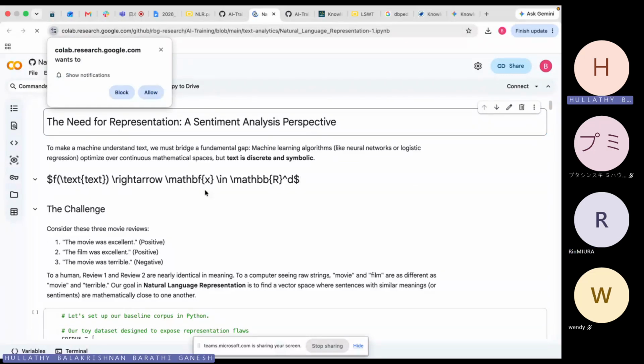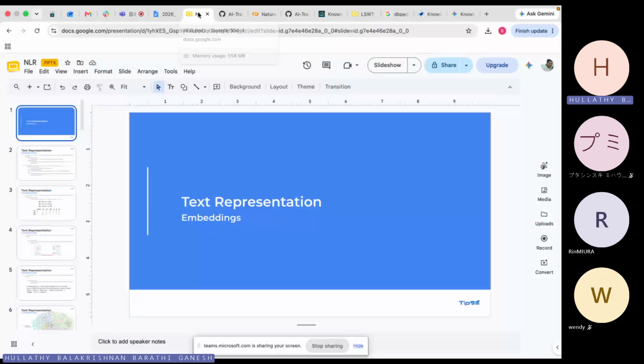Before getting into the hands-on, I'll start with some information about text representation and what we are going to cover. Please interrupt me whenever you have any queries, or if I'm going a little bit faster, please let me know.